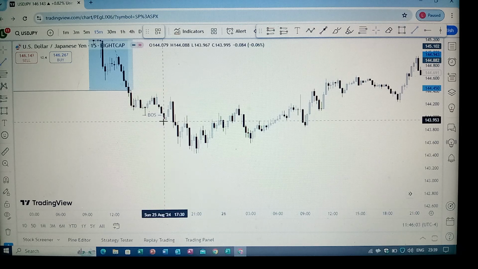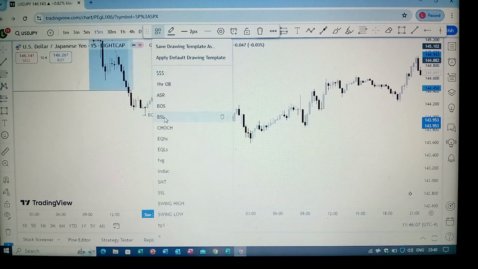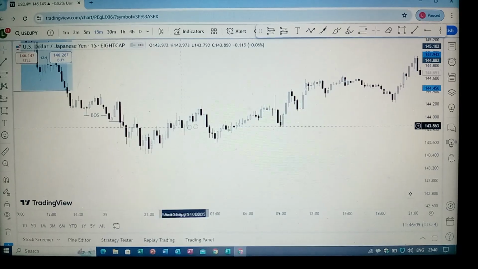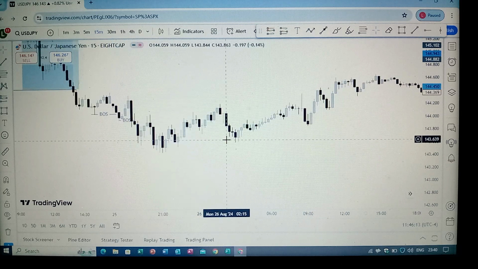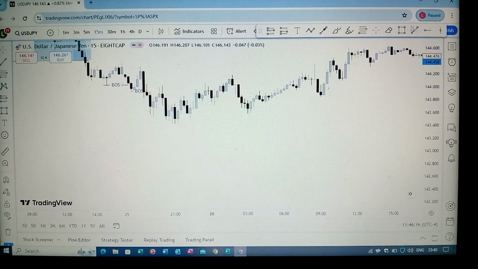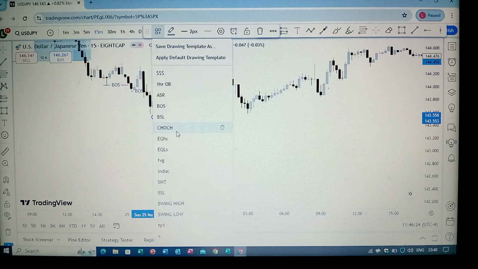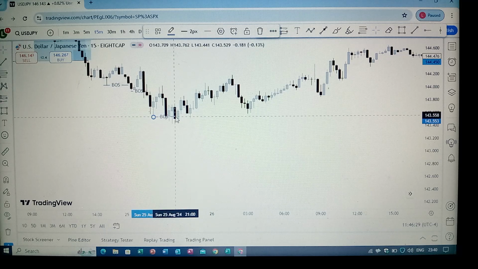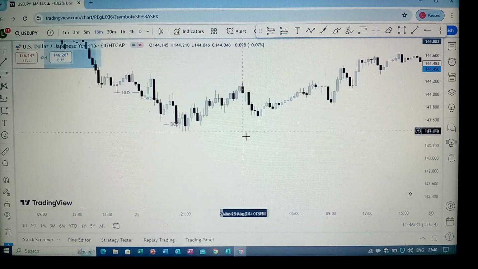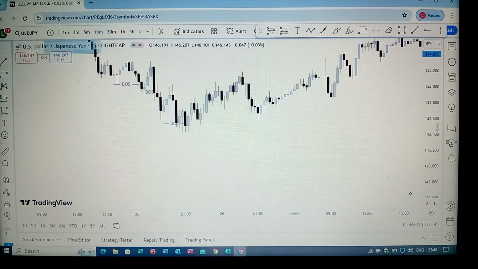We broke this low too, right? Broke this low, break of structure. We liquidated these lows. Oh no, we actually broke these lows. We broke these lows too. That's our breaker structure, right? We broke these lows. And what I saw, guys, is that, okay, we are actually bearish, right?